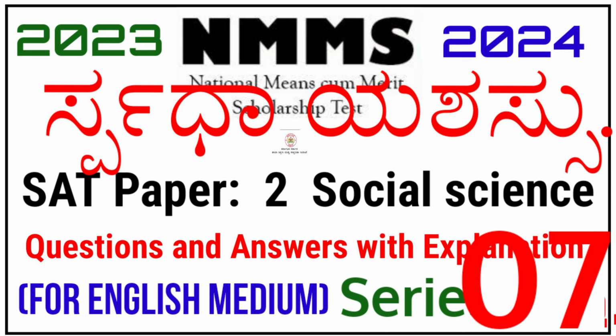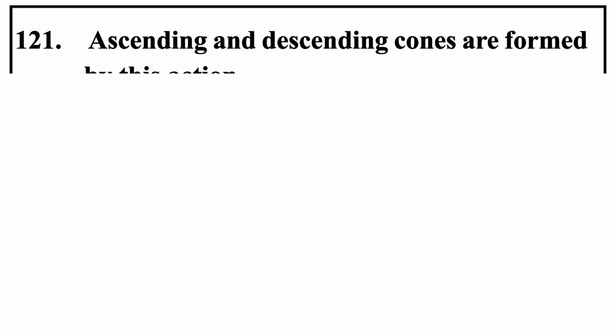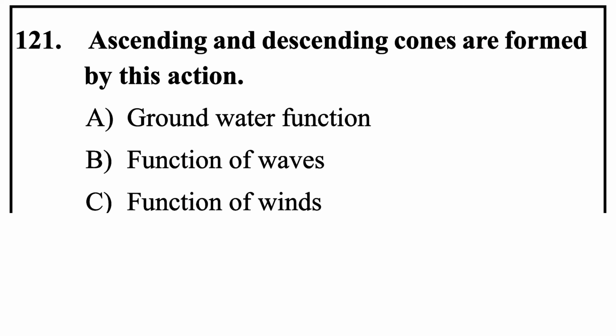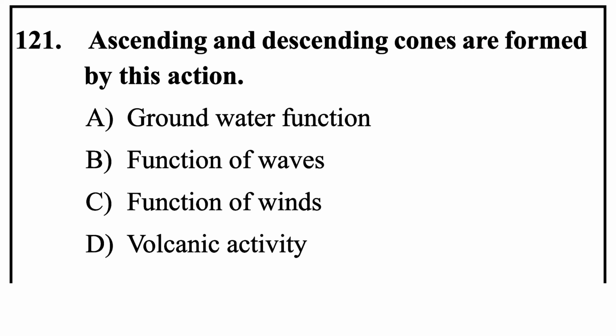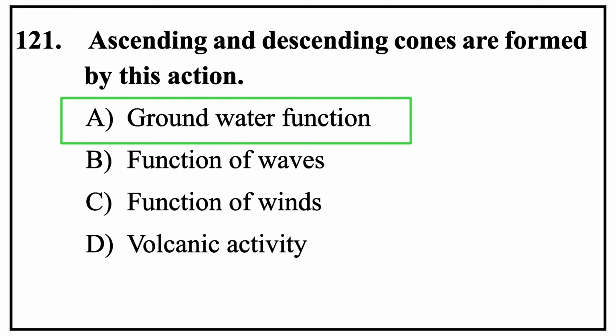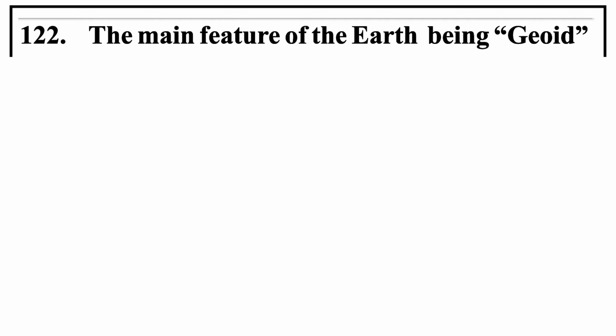NMMS 2023 Part 7. 121. Ascending and descending cones are formed by this action. Our options are A. Groundwater function, B. Function of waves, C. Function of winds, D. Volcanic activity. Here our right option is A. Groundwater function.